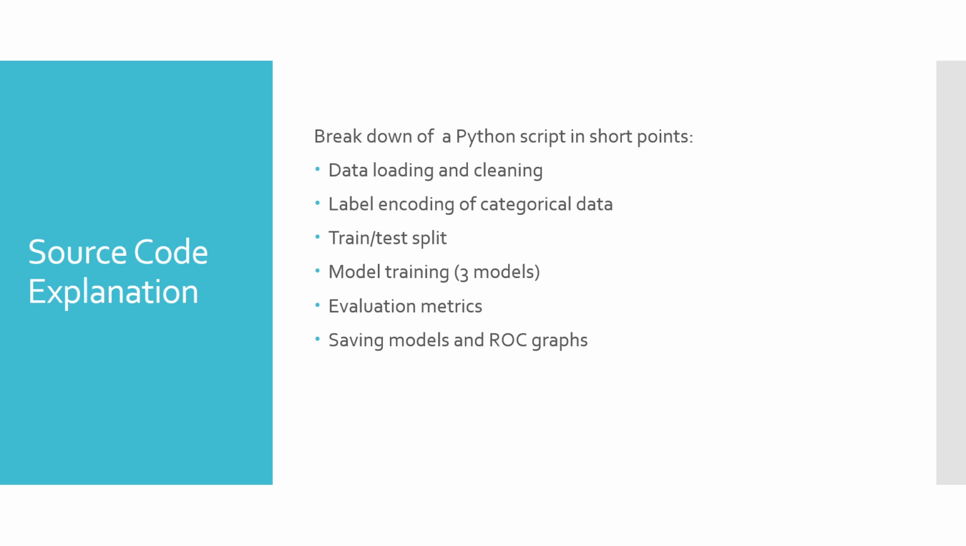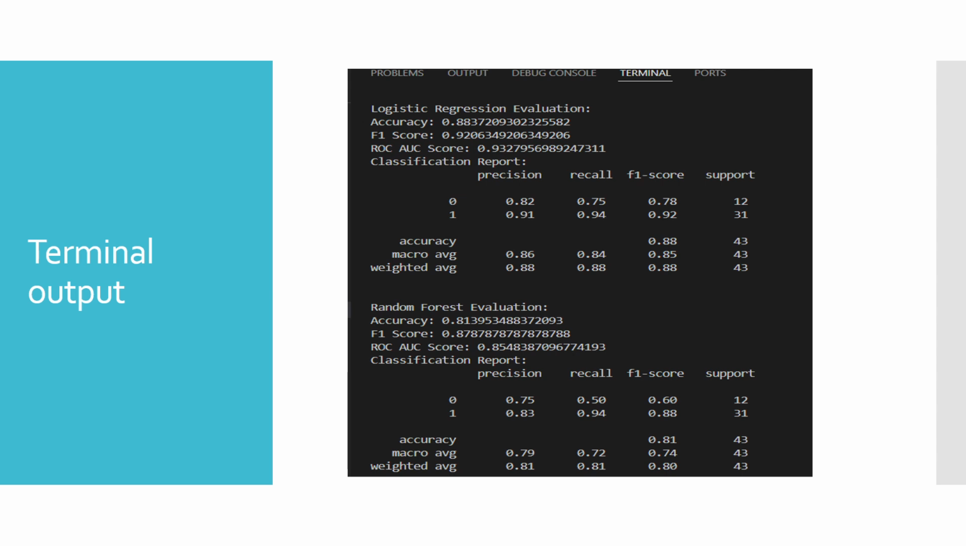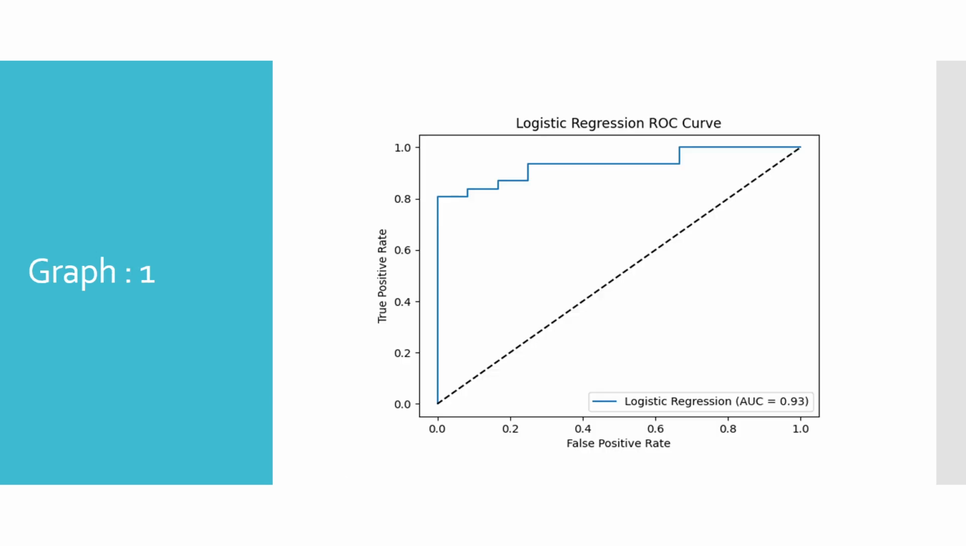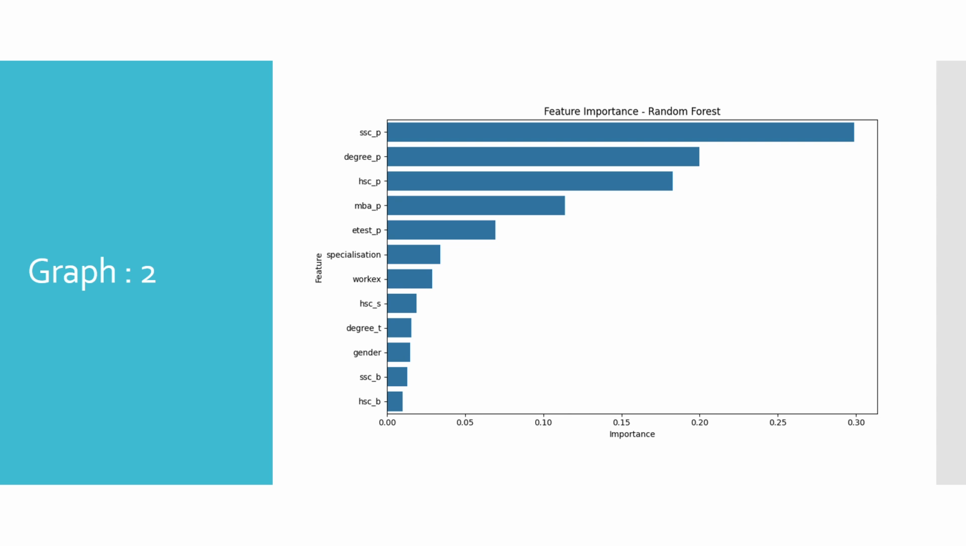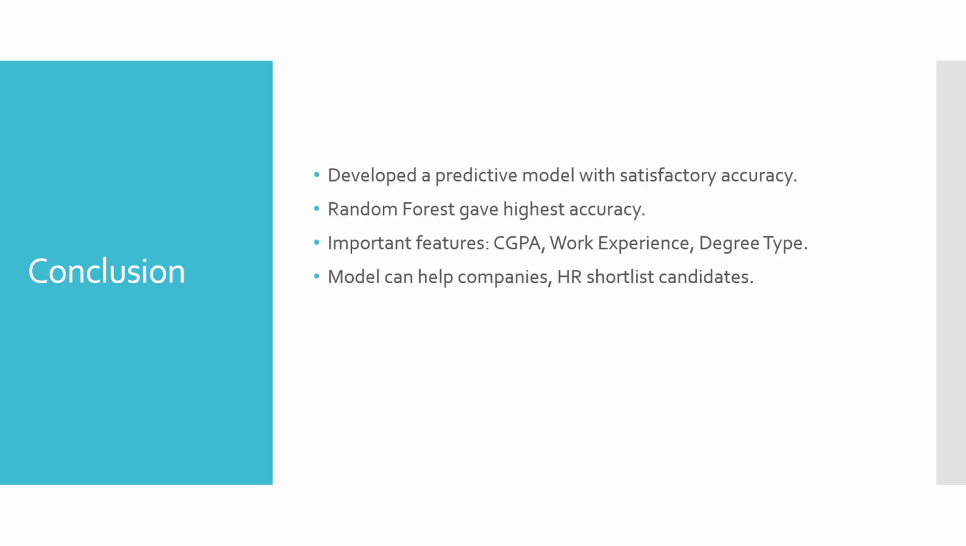And these are like a source code explanation that I am going to give in the project, that we'll see while running the code. And these are the outputs I got in the terminal that I'll show later. And these are the graphs. So four graphs I got.